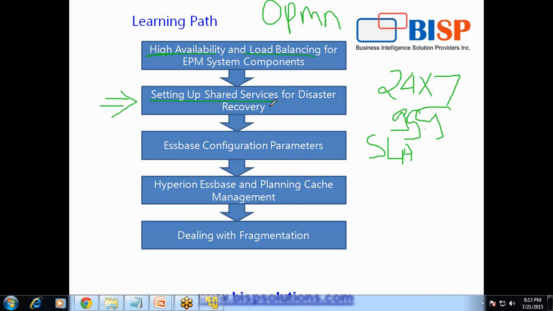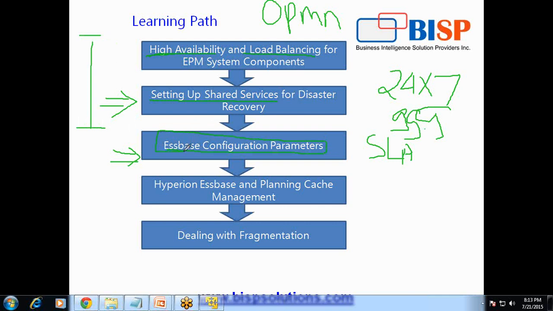How you can have multiple instances of your shared services and ensure that, despite any error, your system should continue to run. This is part of disaster recovery. Then we jump into product-specific components. All we discussed was generic. From this point, we'll talk about product-specific topics. So I'll talk about Essbase configuration parameters.